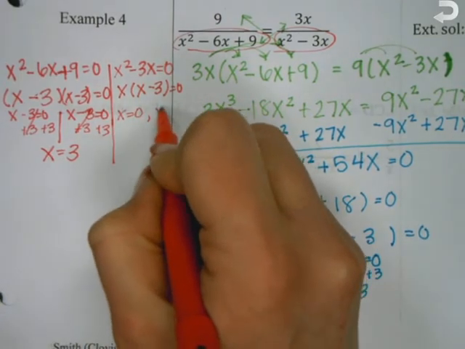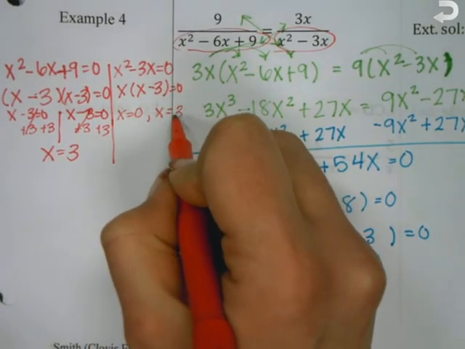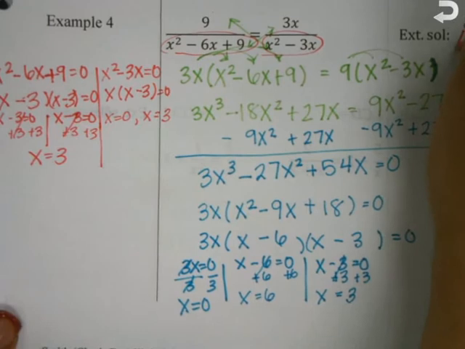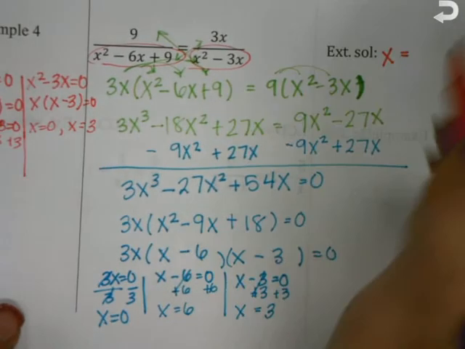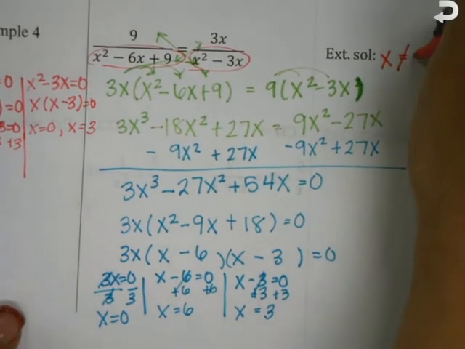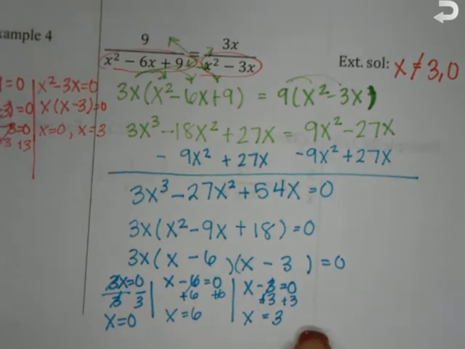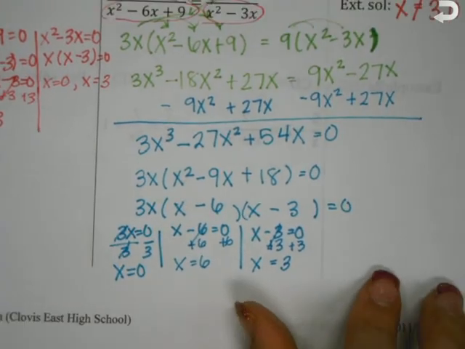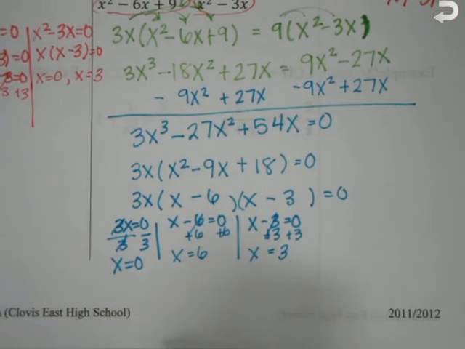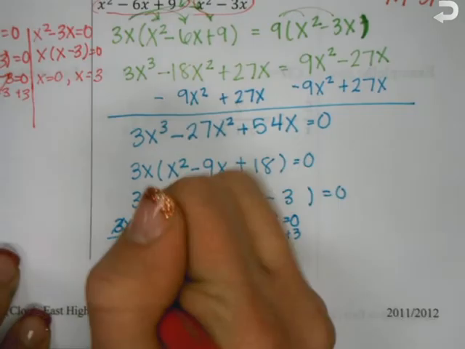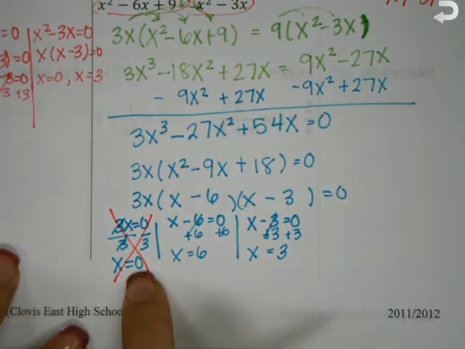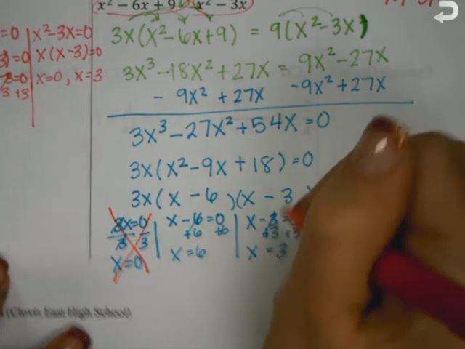Okay, look at the answers that we got. What does that do here? We can't use 0, and we can't use 3. So how many actual answers do I have? Just one. x equals 6. Which is why we have to check for those extraneous solutions.